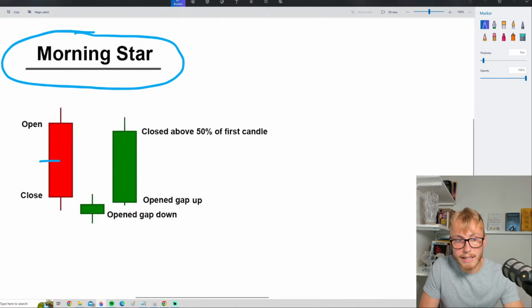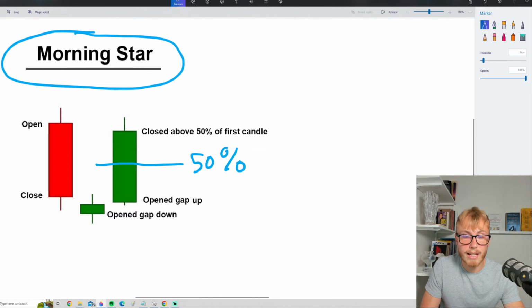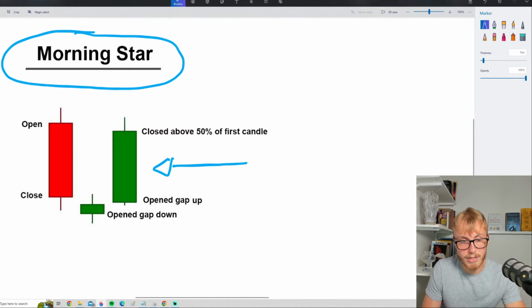After this gap down candle, we want to see a strong green candle, and preferably we want this candle to close at least above the 50% mark. So close above 50%, but preferably we do want this candle to close even higher, preferably close to or even above the previous red one. When the green candle closes above this 50% mark, that is our signal, and this pattern is confirmed. The Morning Star pattern indicates a potential reversal.